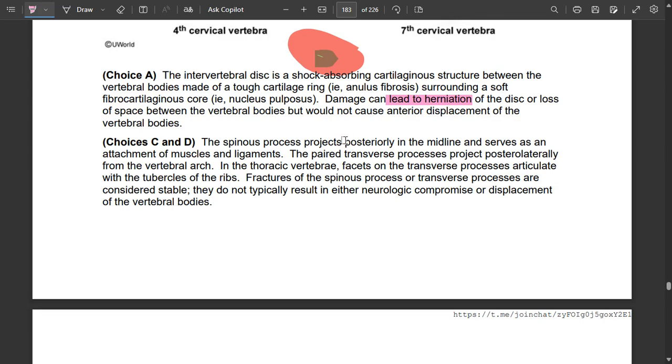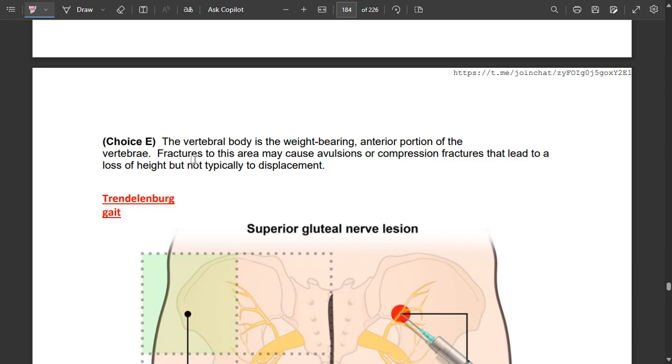The spinous process projects posteriorly in the midline and serves as an attachment for muscles and ligaments. The paired transverse processes project posterolaterally from the vertebral arch. In the thoracic vertebrae, the transverse processes have facets where the tubercles of the ribs attach. Fractures of the spinous process or transverse process are considered stable and typically do not result in neurological compromise or displacement of the vertebral bodies. However, if the facet joints are compromised, it can result in spondylolysis.